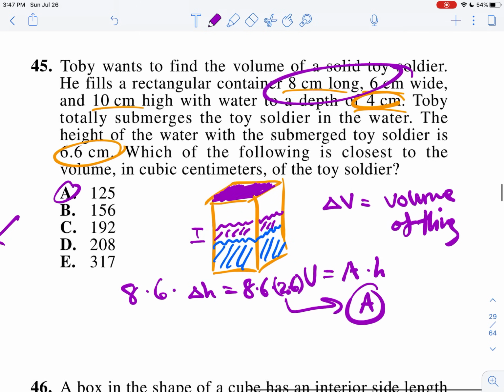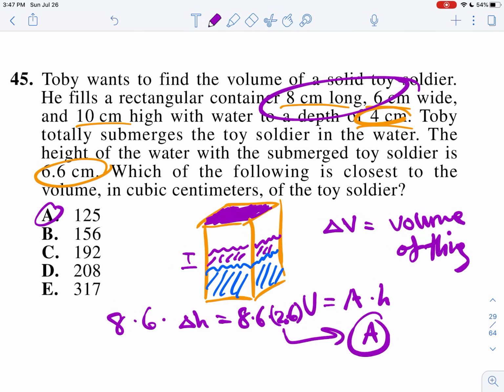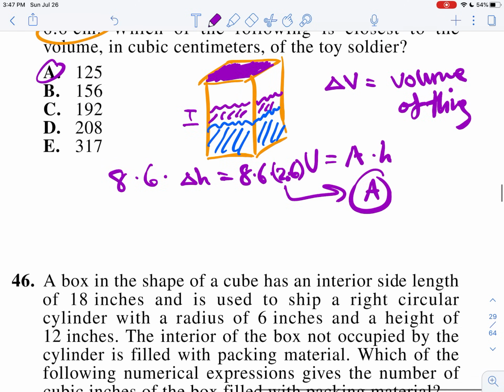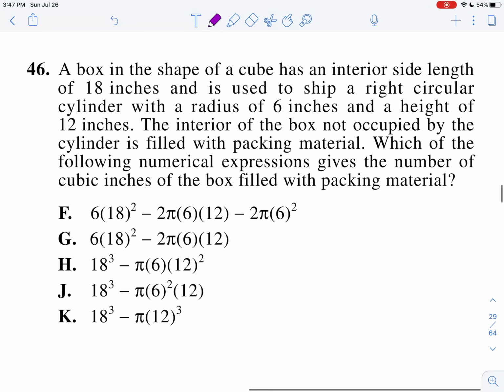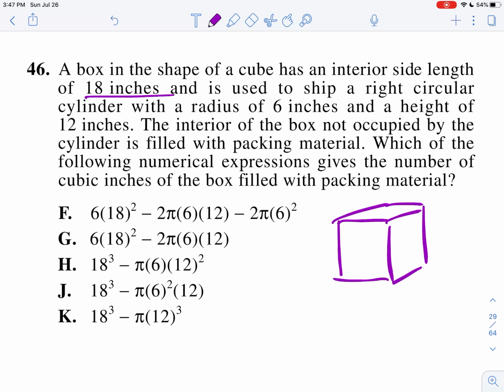All right, makes sense. Change in volume is the same thing as area times change in height. A box has an interior side length of 18, and so there's a cube, right? It's a cube. You don't have to visualize it like this. I like to, just to show you what I'm thinking in my head. 18 across every dimension.